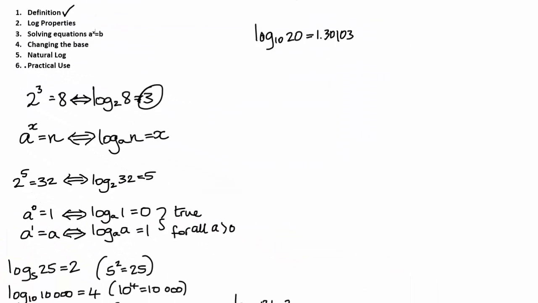Okay. Moving on to log properties. Well, the log properties are very much related to the index properties that you may well have met. There's not time, and the intention was not to go through the proof of those here, so I will simply state them and then do a few examples of using them. So I'll state the properties first and then illustrate them and how they're used with some examples.